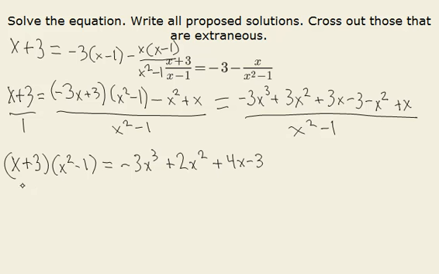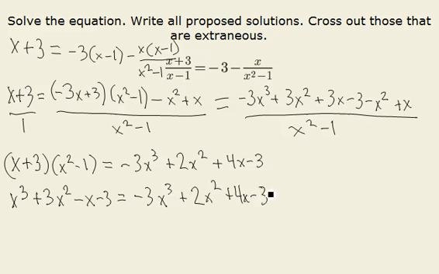We will expand this left side to get x³ + 3x² - x - 3 is equal to this right side, -3x³ + 2x² + 4x - 3. Now we are just going to rewrite this. We'll get all of our x's on one side and set this equal to 0 so that way we can solve. So after doing that, we get 4x³ + x² - 5x is equal to 0.